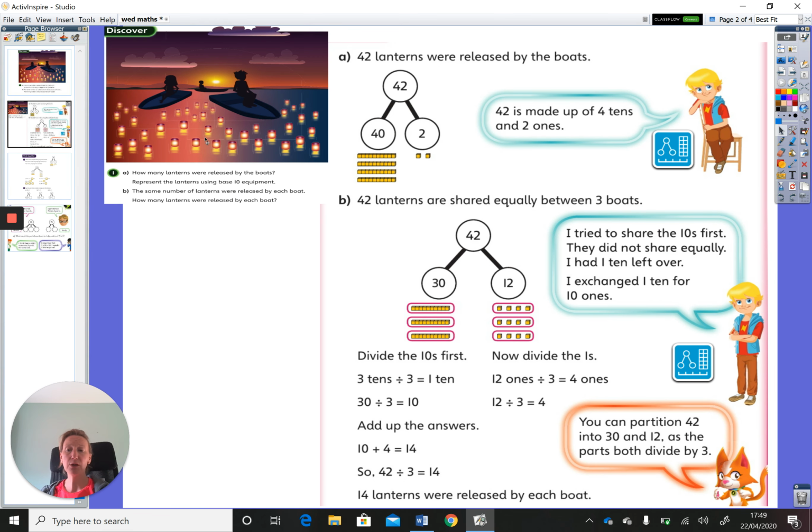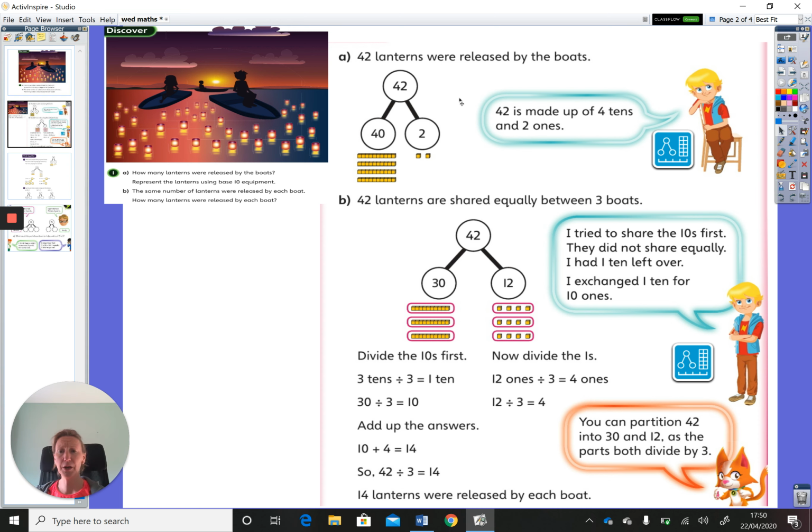We're going to still use our part whole method. As you can see at the top, we've got our 42. Sorry, I should have said to you, I've counted those lanterns. There are 42 lanterns. So if you got that right, well done. So there are 42 lanterns. And if we partition that, 42, of course, is made up into 4 10s, 40, and 2 1s.